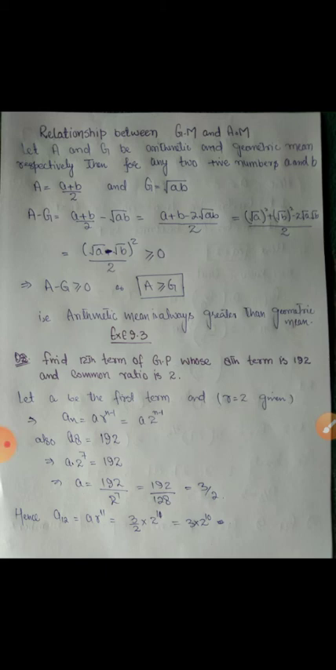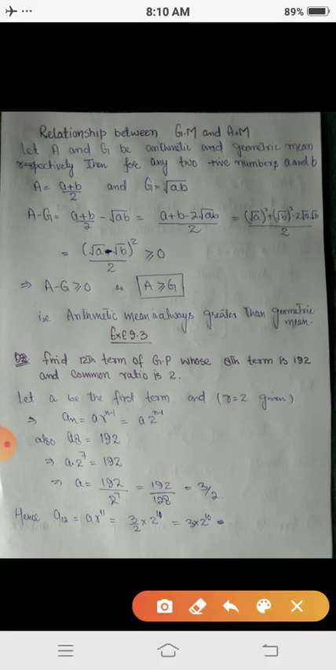Today we are going to find the relation between the geometric mean and the arithmetic mean. How do we relate these two means between any two numbers? Now let A and G be the arithmetic and the geometric mean respectively between any two positive numbers a and b. That is, A is the arithmetic mean between a and b, where a and b are positive numbers, and G is the geometric mean between these two numbers.